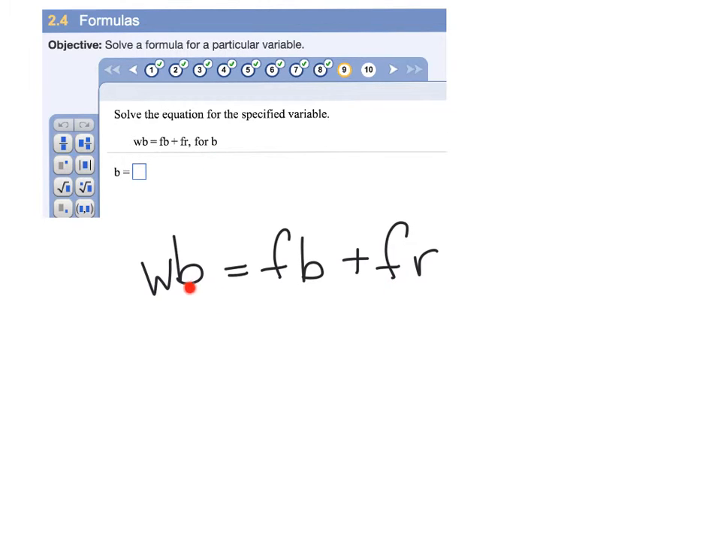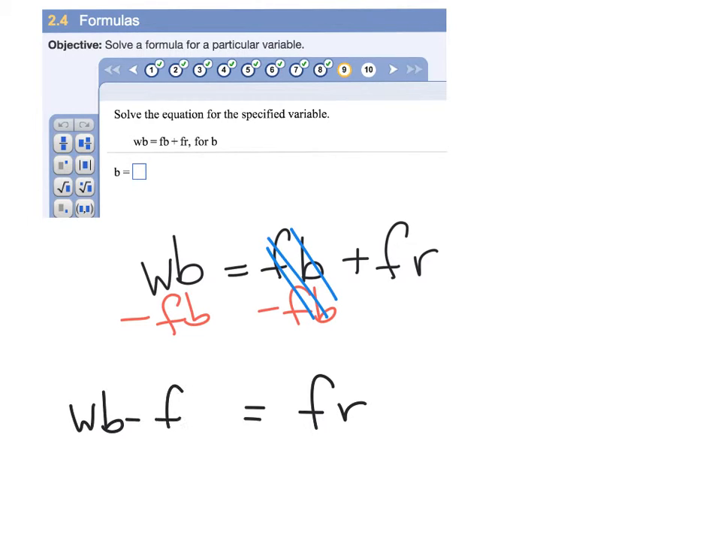And the first thing I'm noticing is that b shows up twice. So I want to get them next to each other. So what I'm going to do is subtract fb from both sides. Now, fb minus fb equals 0. So on the right side, you end up with just fr. And then on the left side, you get wb minus fb.